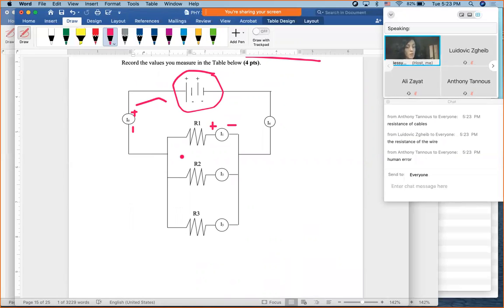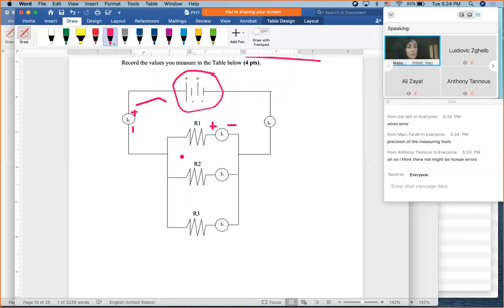Resistance of the wires, I would say yes. Human error, Anthony, I don't know what you mean. Can you please explain? Keep on sending me as many questions as you have. Yes, the resistance of the wire is actually neglected and it's wrong. I want Anthony to talk about the human error. Where do you see human error?